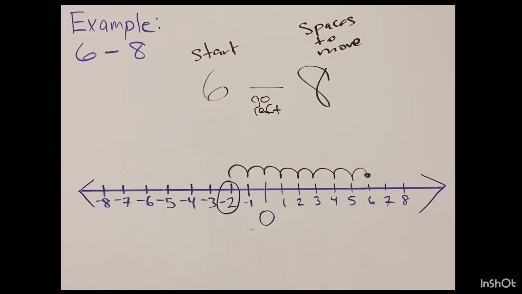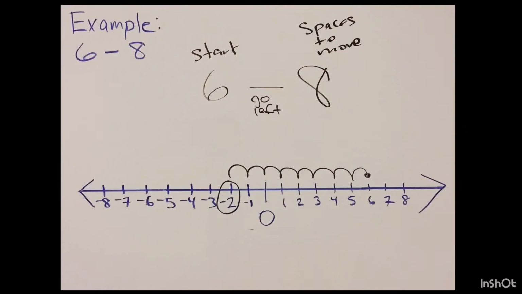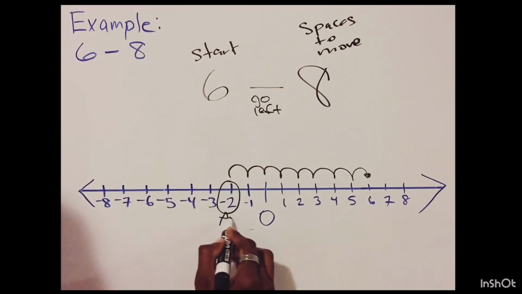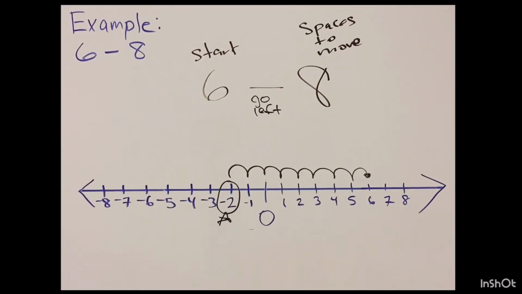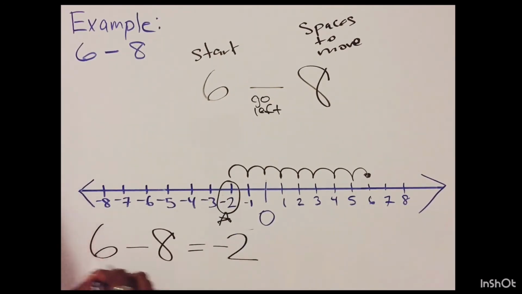That's where you stop. The final step is you're going to write the number that you land on as your answer. So we landed on -2. Because we landed on -2, that means that 6 minus 8 equals -2.